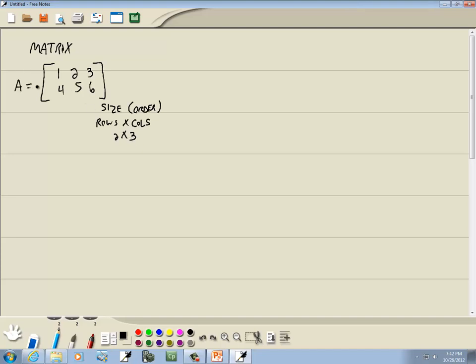Now usually matrices are represented by capital letters like capital A, capital B, and so forth. When you're referencing individual entries in the matrix, you represent them with a lowercase a, and then subscripts that represent your rows and columns. So that's how you can represent each individual entry if you wish.